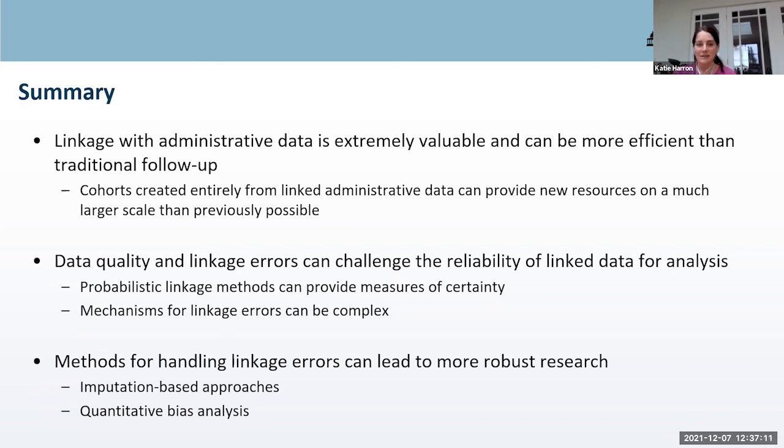Data quality and linkage errors can be challenging and can challenge the reliability of linked data for analysis. Probabilistic linkage methods can provide measures of certainty that we can incorporate into our analysis. But mechanisms for linkage errors can be complex, and we need to think quite carefully about how linkage errors might manifest in terms of bias in our final analysis. But there are methods for trying to handle linkage errors, and these should lead to more robust research.